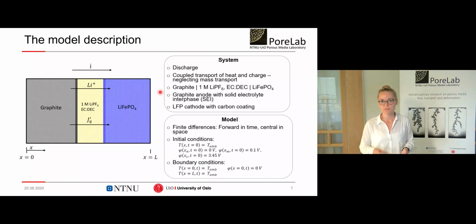We model this using finite differences, forward in time, central in space, with the initial conditions that the temperature throughout the whole battery is equal to the ambient temperature, and the potential in the bulk phases is equal to the open circuit voltage of those materials against lithium. For our boundary conditions, we say that the temperature at the boundary is equal to the ambient temperature, which means we consider perfect cooling. This might not be realistic for an applied battery, but as we are mostly interested for now in the interfaces and what is happening there, it's a good simplification.